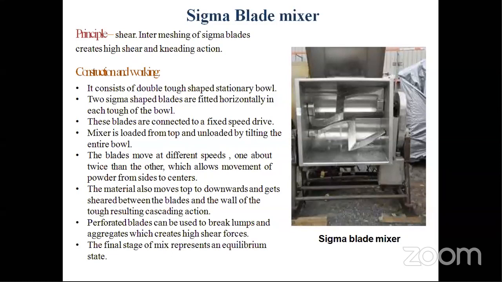It consists of perforated blades, which also break the lumps. The particles moved during mixing pass through the pores. When large particles move through small pores, they break down into small particles, so the lumps and aggregates are broken, which creates higher shear forces. This is the total mixing process of the sigma blade mixer.